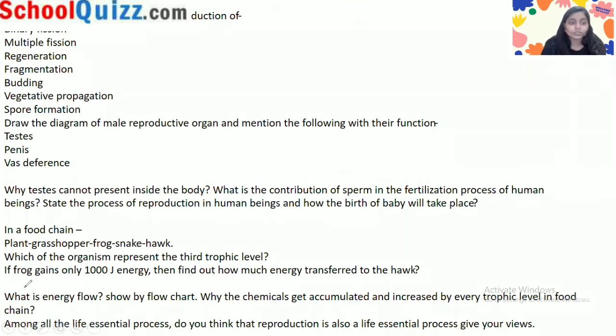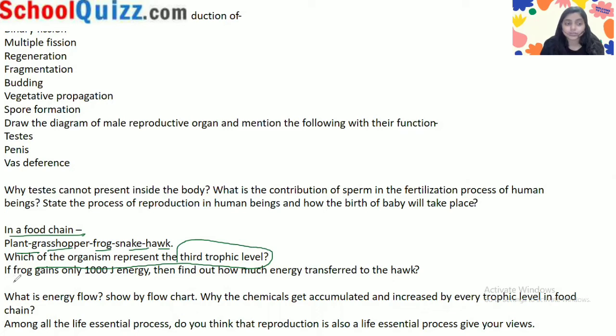So this question is from chapter 15. In a food chain, plant, grasshopper, frog, snake, and hog, the food chain is given in the question. Which organism represents the third trophic level? In this food chain, you have to write the third trophic level.